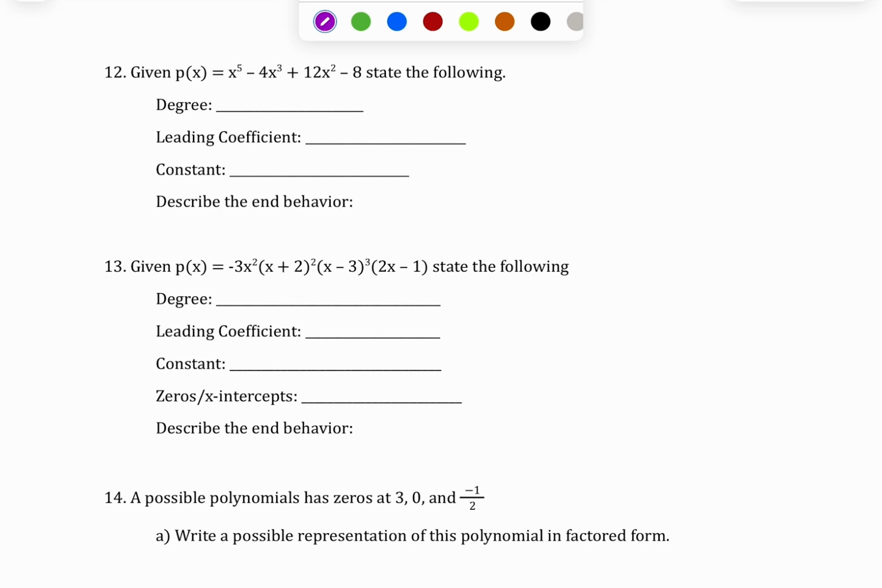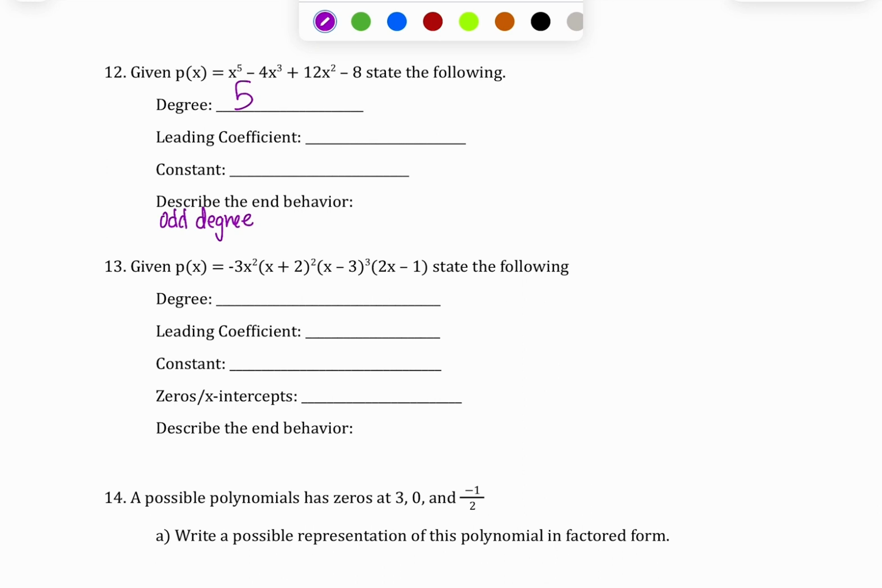Starting on number 12, this is a standard form polynomial right now. That's standard form because it is in decreasing degree order, which is the decreasing exponent. And the degree, which is the highest exponent in here, is 5, which is just to talk about the end behavior.